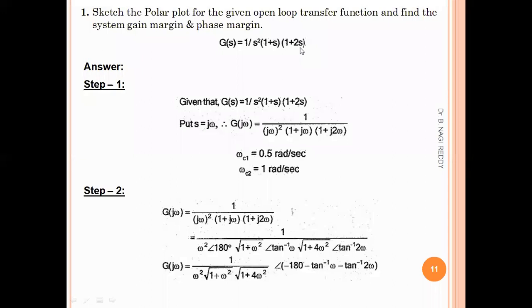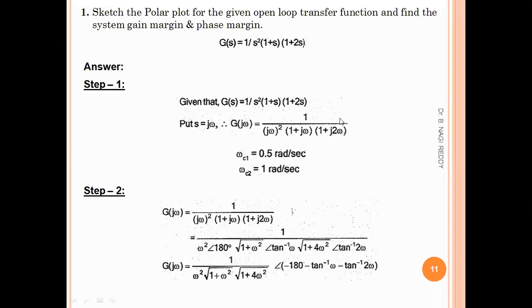So for this open loop transfer function, we have to sketch the polar plot. And not only that, we have to find the gain margin and phase margin also. So we have 4 steps to sketch the polar plot. The first step is to convert the given open loop transfer function from the s domain into the frequency domain. So simply substitute s = jω in this open loop transfer function.